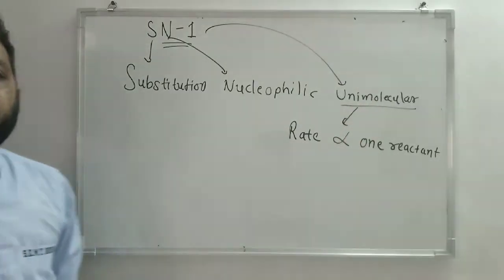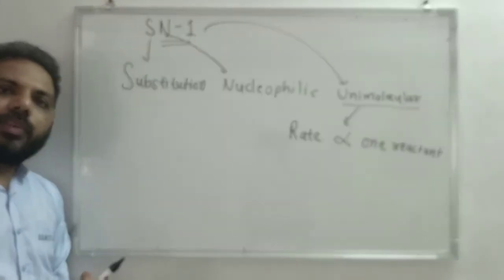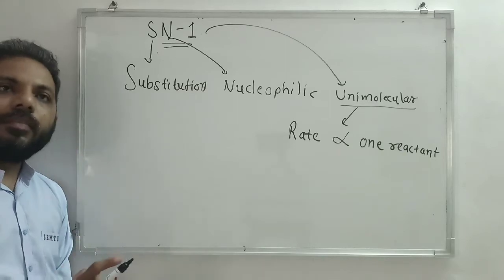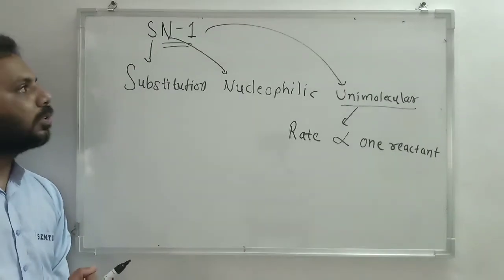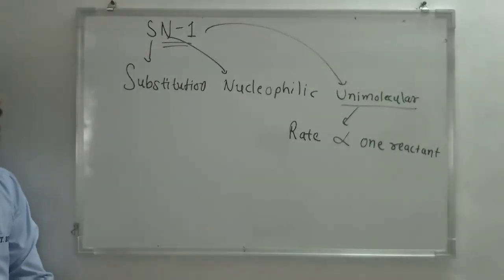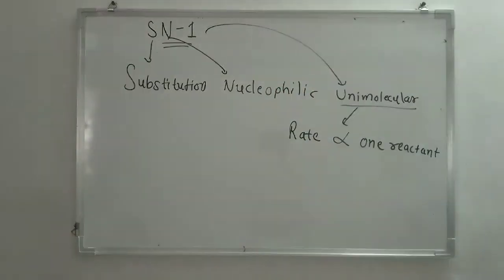That is why it is known as unimolecular reaction. Okay, the difference between SN2 and SN1 is SN2 undergoes in one step, whereas SN1 is carried out in two steps. And which are these two steps? So we are going to discuss today. Okay, now let us discuss detail of SN1 reaction. So what is SN1 reaction?